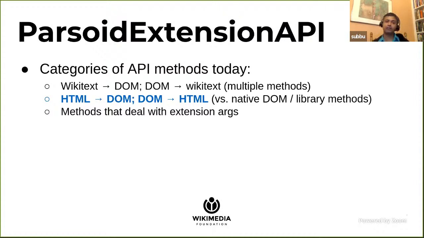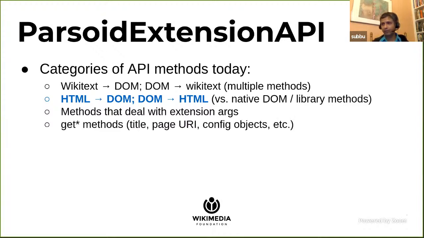And obviously, there are methods that deal with extension args. For example, if you want to update an argument or inspect something or modify or delete, whatever it may be. And there are methods to get properties of the page. For example, the page title, the page URI. You can get the configuration of the wiki. You can get configuration of the page.